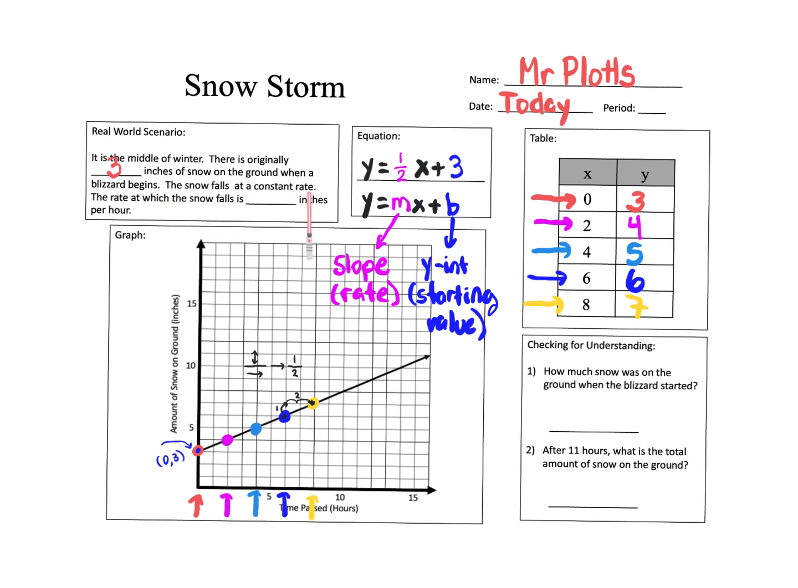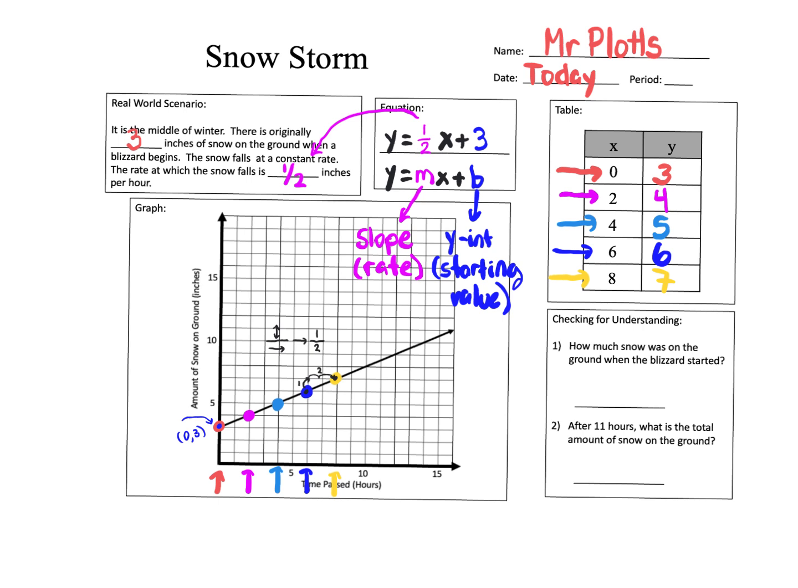The snow falls at a constant rate. That means, as I mentioned before, like a line. The rate at which the snow falls is blank inches per hour. Well, that is the rate that we found, which is the slope. So the rate at which the snow falls per hour is 1/2 inch per hour. Or a 1/2 an inch per hour.